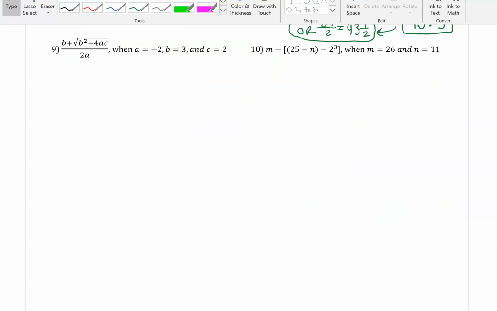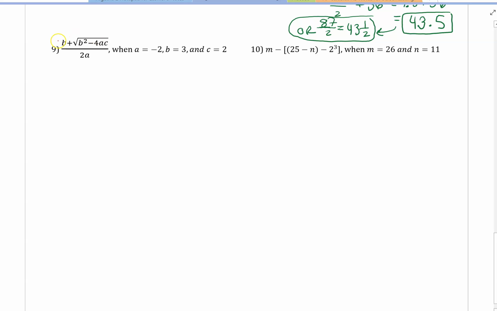Moving on to number 9. This is basically called the quadratic formula right here. And a lot of times students, even though they memorize the formula, still can't seem to get the right answers, and it might be because they're not following the right order of operations when they plug in the values. So that's why we're taking time to review it.